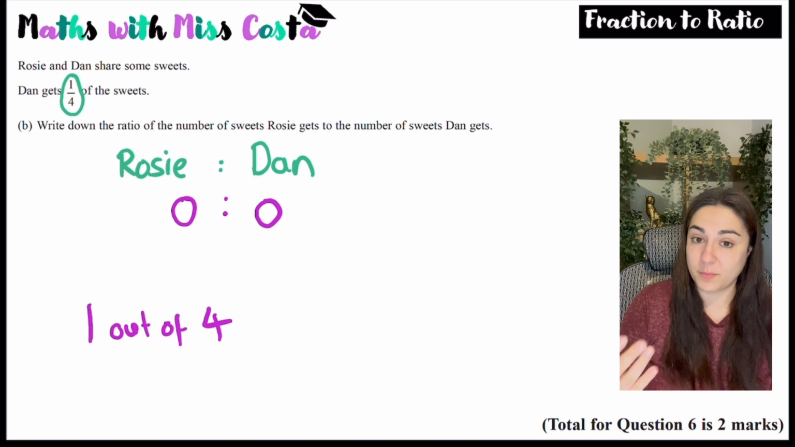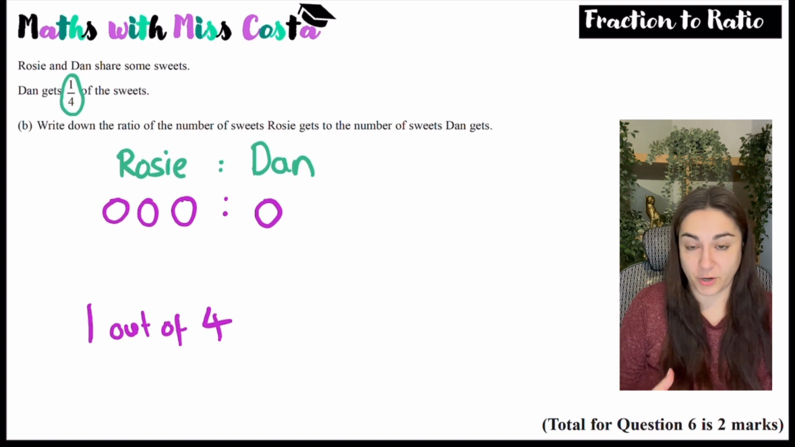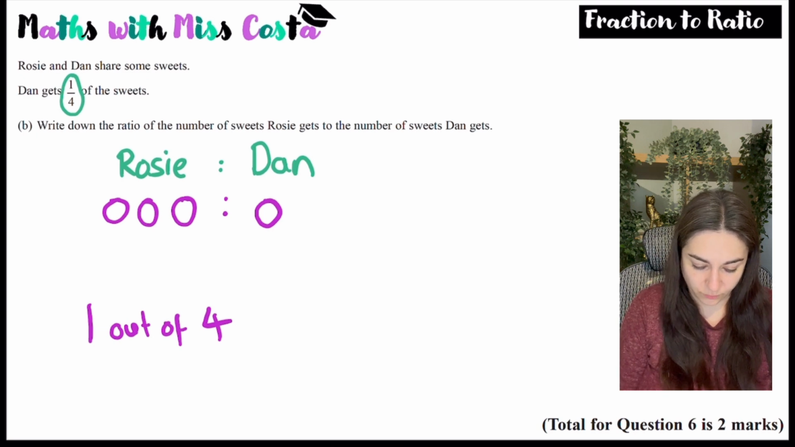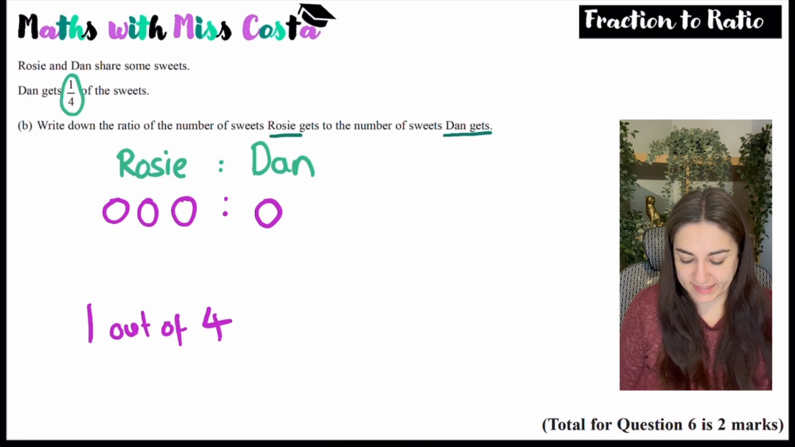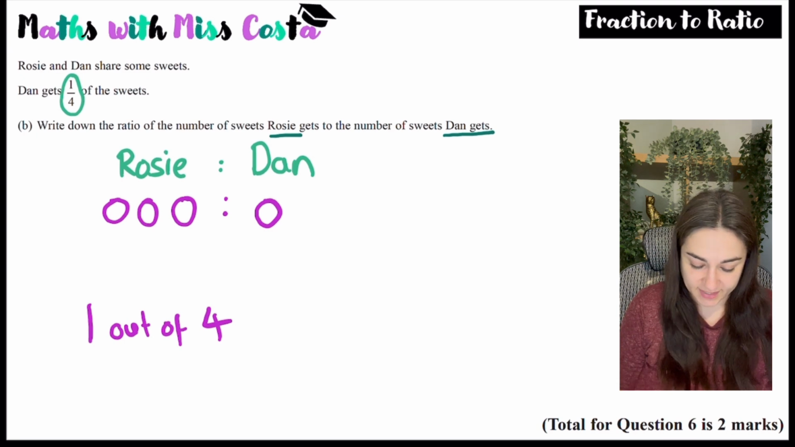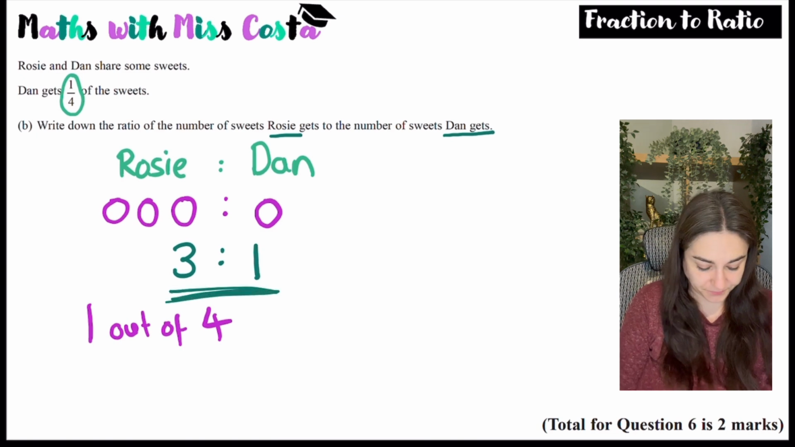So to make up 4, I'd do 1, 2, 3 for Rosie. So now I need to write down the number of sweets that Rosie gets to the number of sweets Dan gets. When I write a ratio, you always do the first thing that's mentioned first. So Rosie is going to be 3 parts to the 1 that Dan gets. So your ratio is just going to be 3:1.